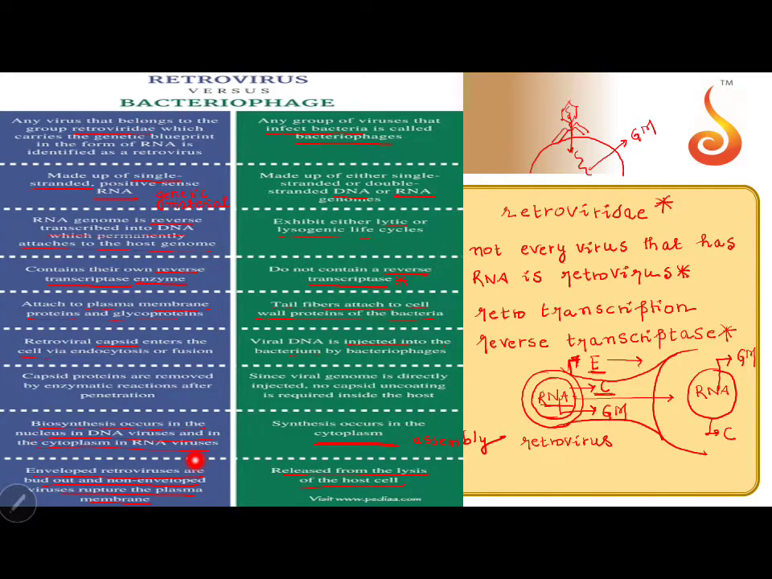So these are the differences between bacteriophages, which can have both DNA and RNA as genetic material, and retroviruses, which specifically have single-stranded RNA as genetic material and an enzyme called reverse transcriptase.